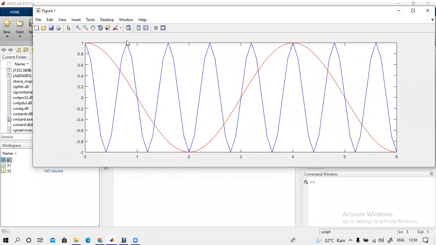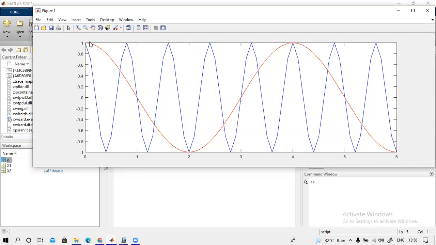This is the high frequency signal, this is one cycle, one, another cycle, 2, 3, 4, 5. So you can see that this red signal is low frequency, 5 by 2, and this blue signal is the high frequency signal, that is 5 times 5 by 2. That means the blue signal frequency is 5 times higher than the red signal frequency.